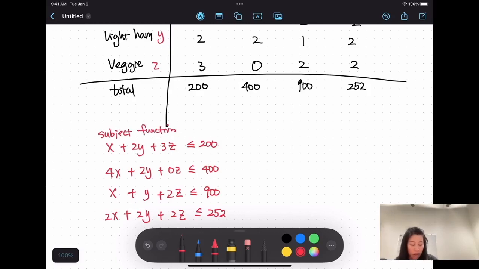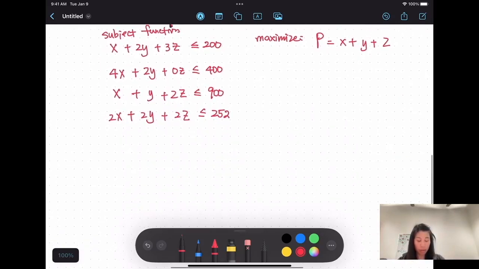So what would be our maximize function? If we look back at the question, we're trying to maximize the number of sandwiches. So the maximize P should equal the number of ham sandwiches plus the number of light ham sandwiches plus the veggie sandwiches. So this is going to be our objective. And now we can construct a tableau to figure out the maximum and use the simplex method to solve it. So here is the tableau.